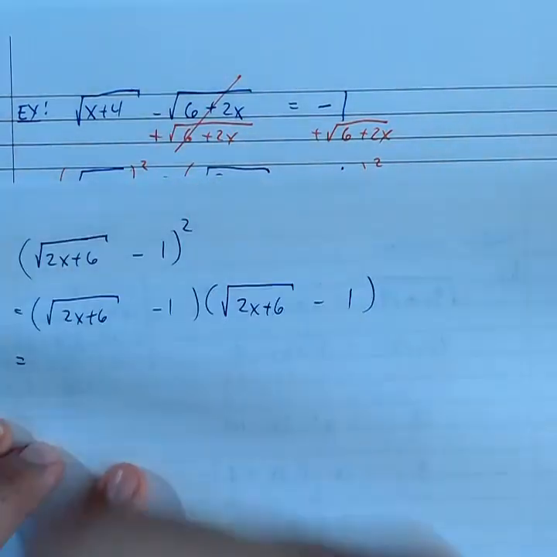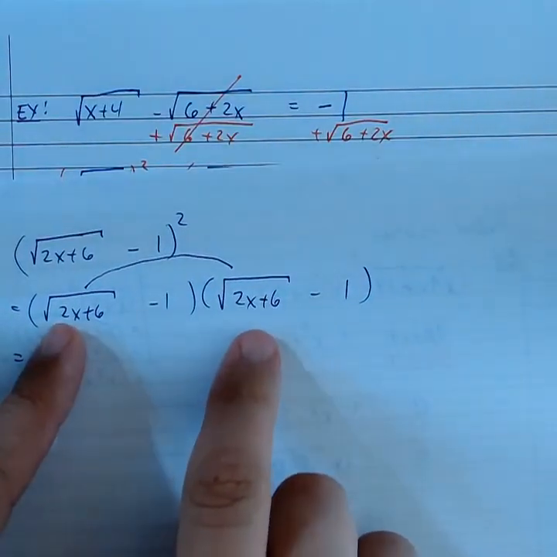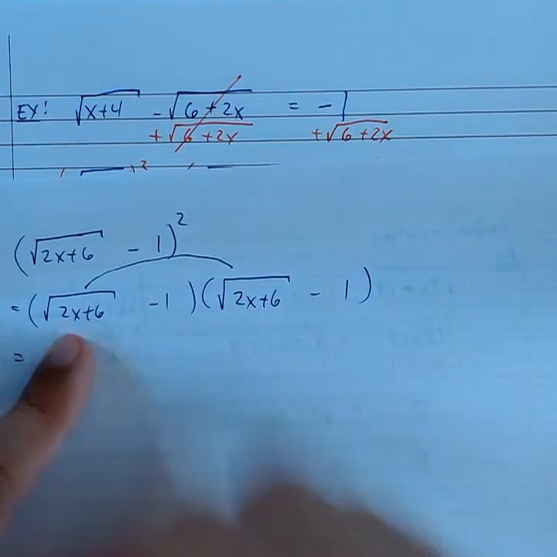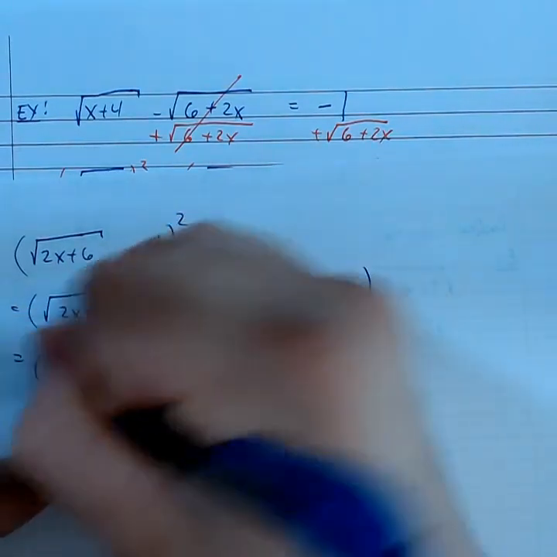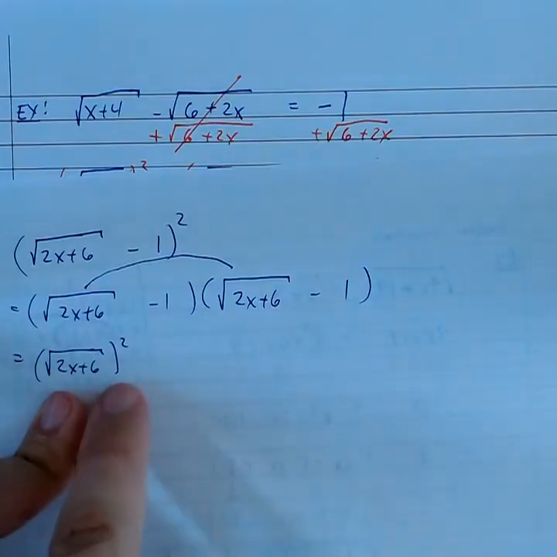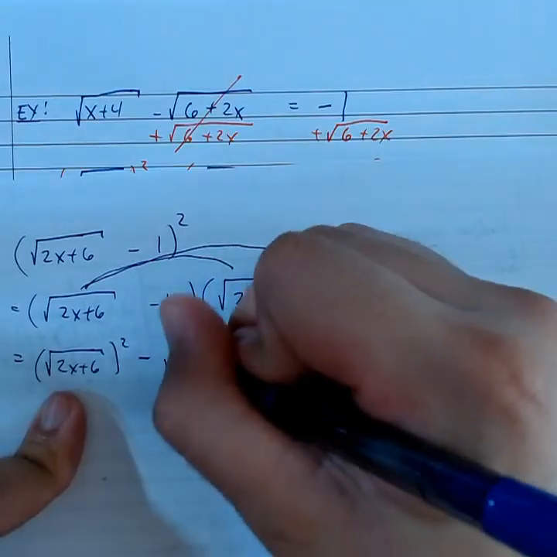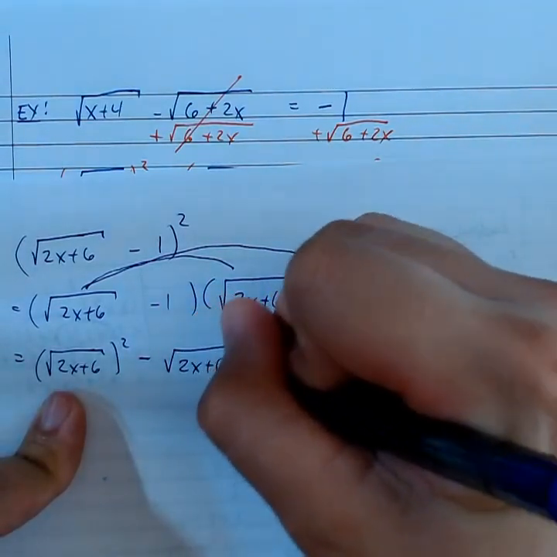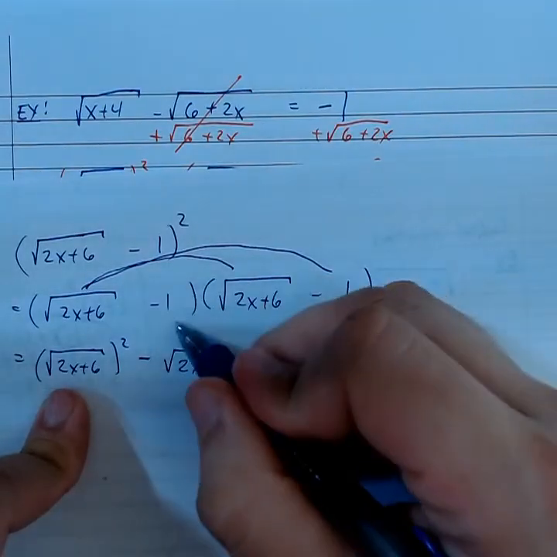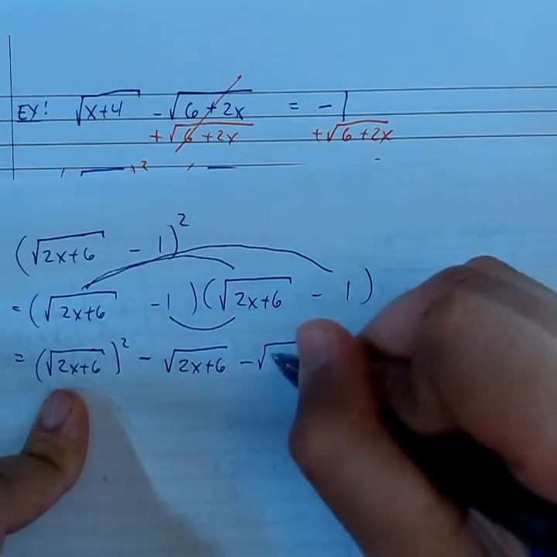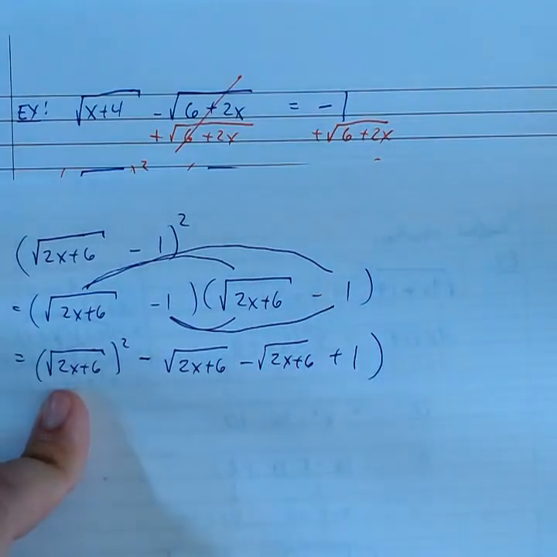Now let's start distributing. If I multiply a square root of 2x plus 6 times another square root of 2x plus 6, well, when I multiply something times itself, that's the same as squaring it. That's what it means to square something: multiply it times itself. Now, if I multiply negative 1 times that square root, that's going to be minus the square root of 2x plus 6. You can write minus 1, although usually just minus is enough. If I multiply these, that's another minus square root of 2x plus 6. And negative 1 times negative 1 is positive 1. I've multiplied everything out like that.